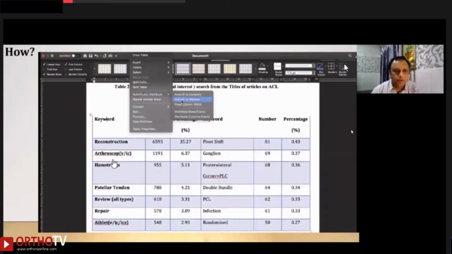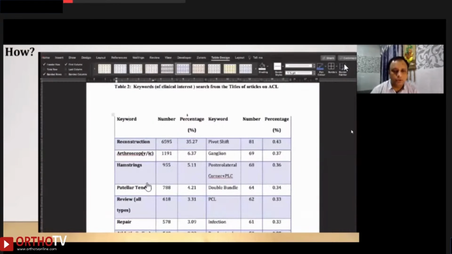So auto fit and distribute is a useful option to fit your table in a page. The table may be fit to contents or fit to window, or you can use fixed column widths for each of the columns. The other options are to distribute rows evenly or columns evenly. Convert option over here can convert text to table or table to text, if you format it in a particular way.